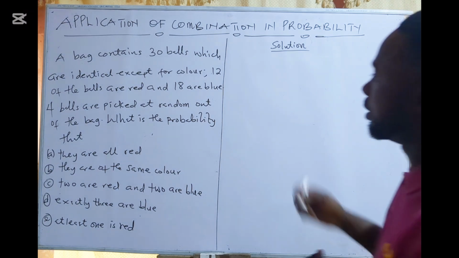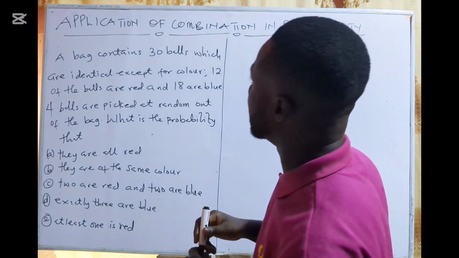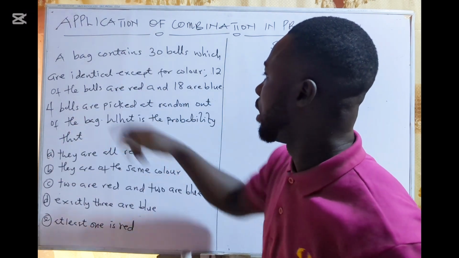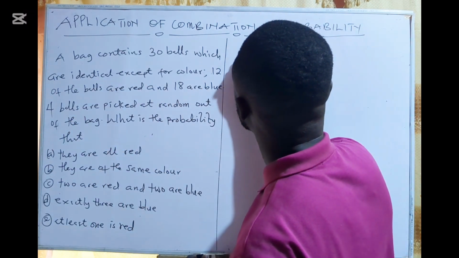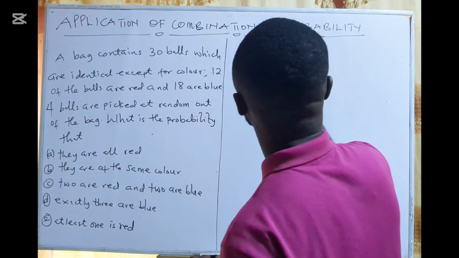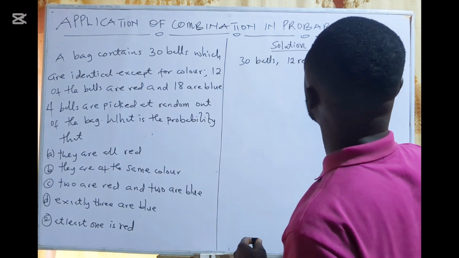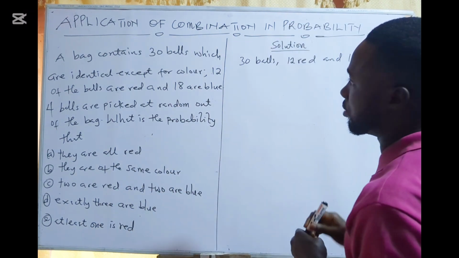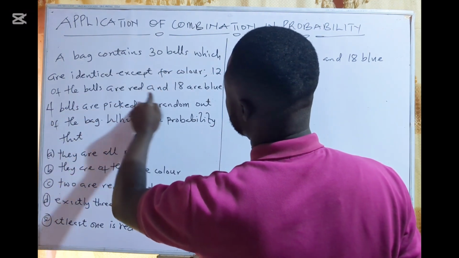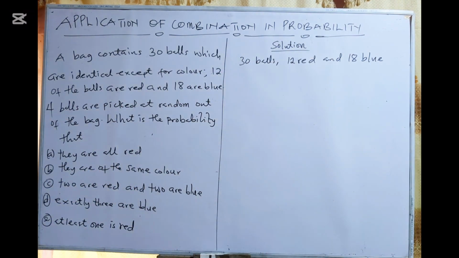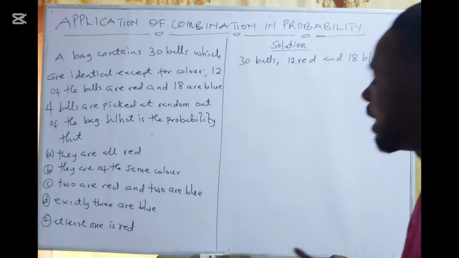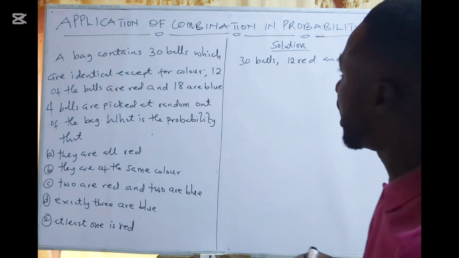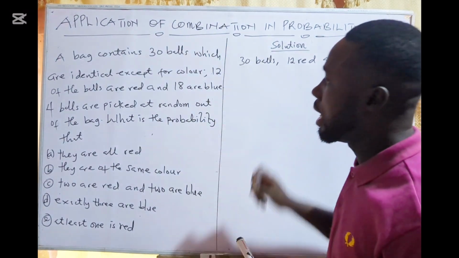All right, so let's start from the A. But before that, the bag has 30 balls, 12 red and 18 blue. So the bag contains 30 balls. 12 are red and 18 are blue. All right. So the first thing you should take note of is that because we are dealing with probability, we definitely have to divide by the total. So how many balls do we have? We have 30. How many balls are we picking?